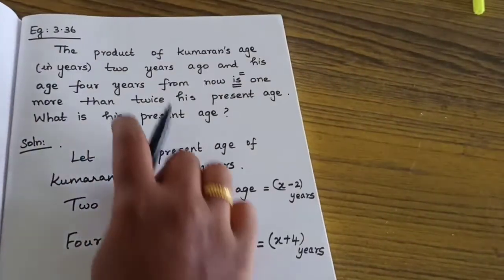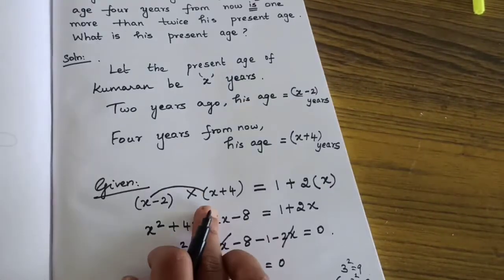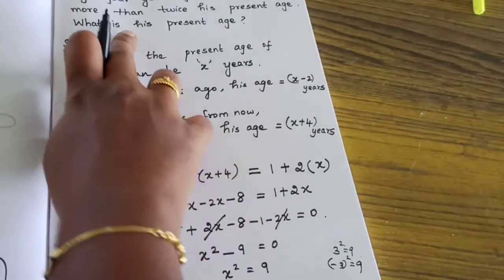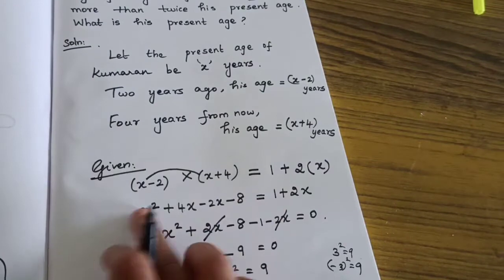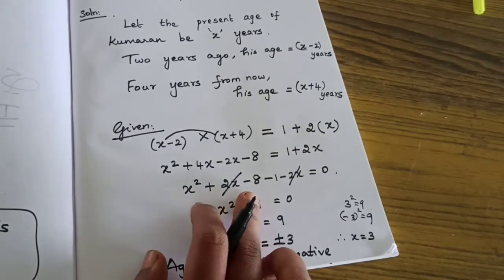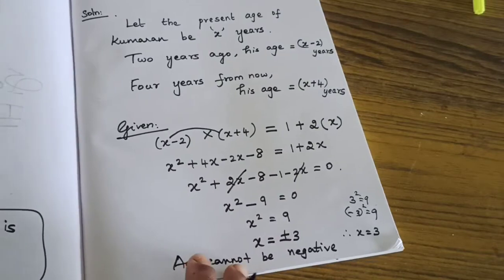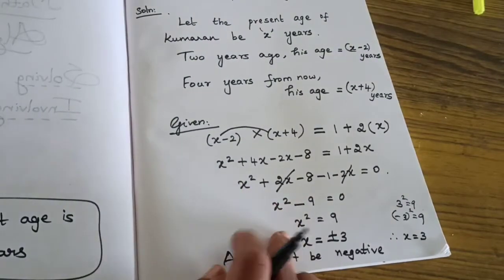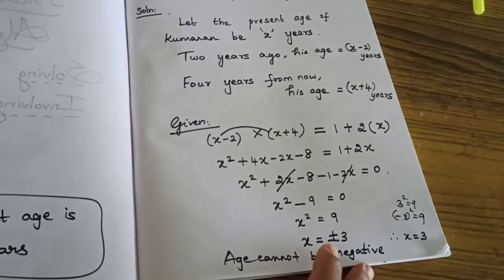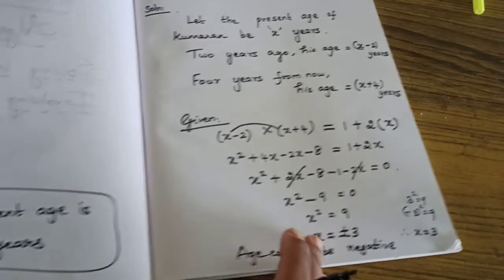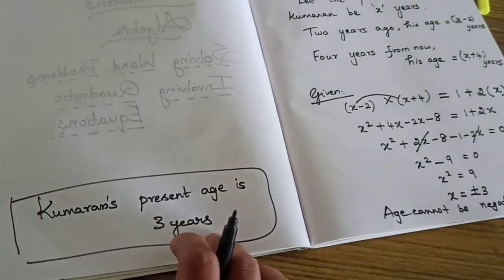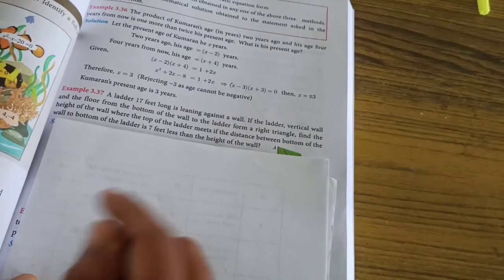Very easy question. The product of, so multiplication, these two terms is equal to, according to the statement, I wrote the equation. So 1 plus 2x, then convert into standard form of the quadratic equation, then solve as per the method you have. Here, no method, we just use the factorization method. Age cannot be negative, so we neglected the minus sign. And what is the final answer? Kumaran's present age is 3 years. Got it? Okay, listen dear students.